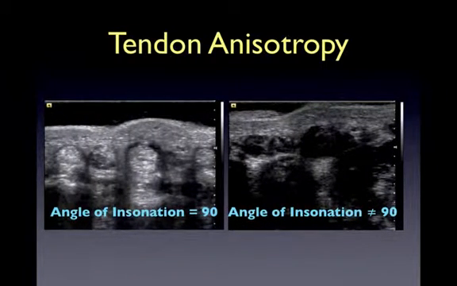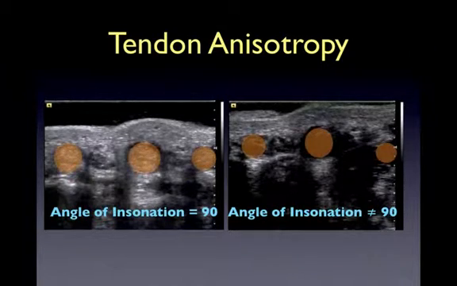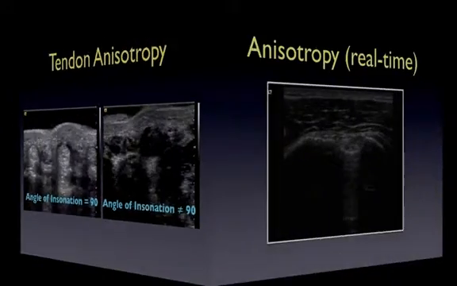Tendons have a unique property due to their fibrillar structure called anisotropy, which just means directionally dependent. So what we're talking about is when the ultrasound beam hits the tendon directly at 90 degrees, there is a strong reflection. However, when the angle is changed, the reflection is lost and the tendon quickly becomes hypoechoic. So here on the left, we see an angle right at 90 degrees. I'm going to highlight the tendons for you in both images. And then when we change the angle, they immediately become hypoechoic or almost anechoic, and that's anisotropy.